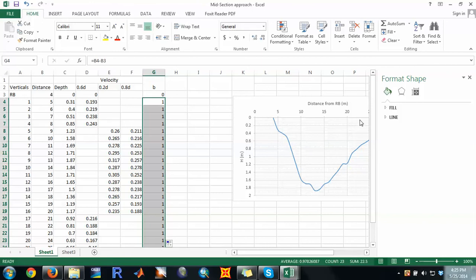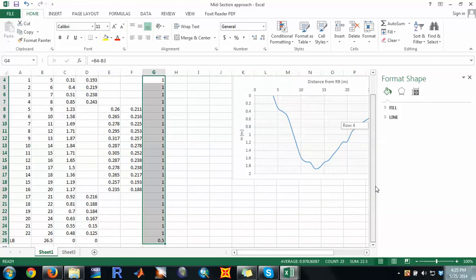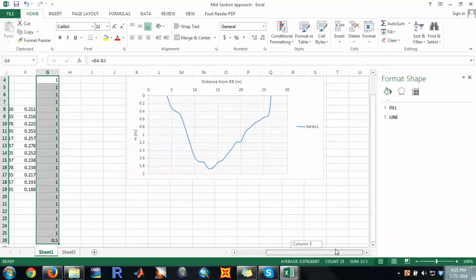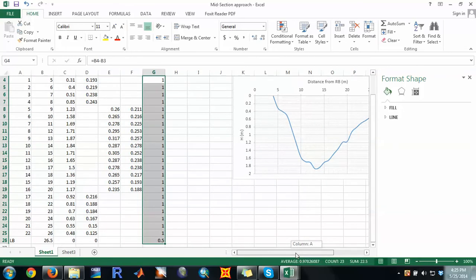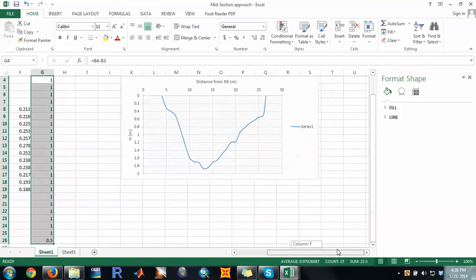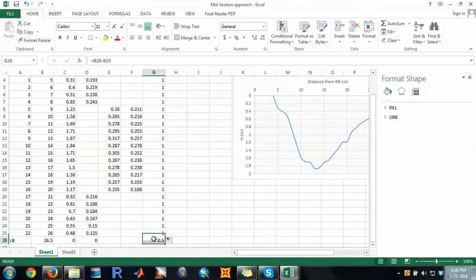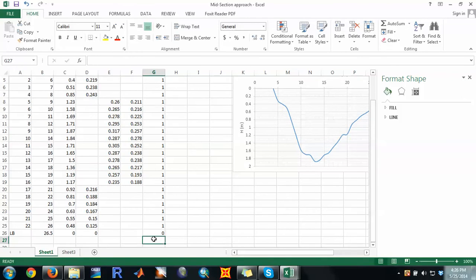And now at the end, you have the end at the point where you have 26.5. That is at 0 B, okay? You have 0 value there. This is correct, because at that point we have 0.